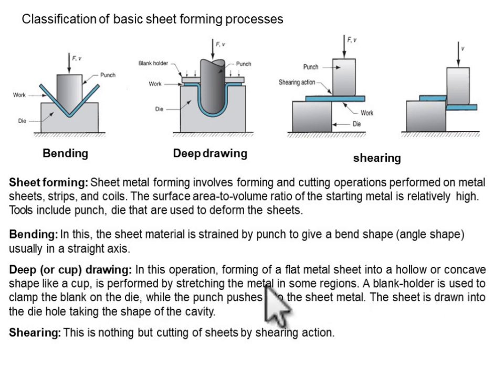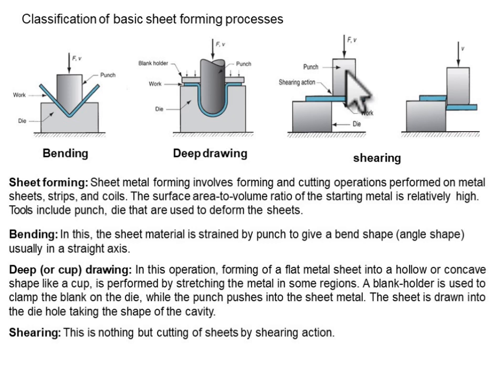It is performed by stretching the metal in some region. The blank holder is used to clamp the blank on the die. Simply we push the material here. Okay, we have a certain clearance here, so that material can flow inside, and we have this blank holder and this punch, and then we apply the load from this punch. So this sheet will take the shape of this cavity. So this is what deep or cup drawing is.